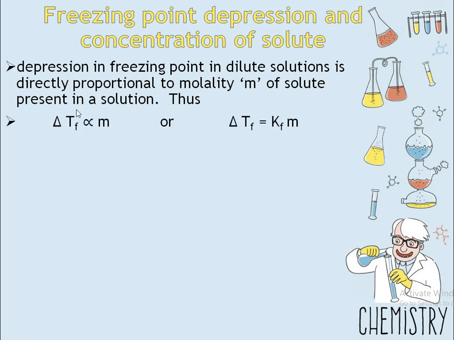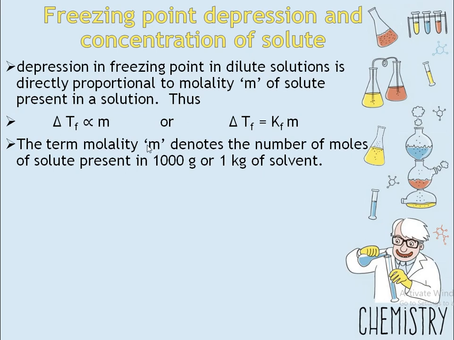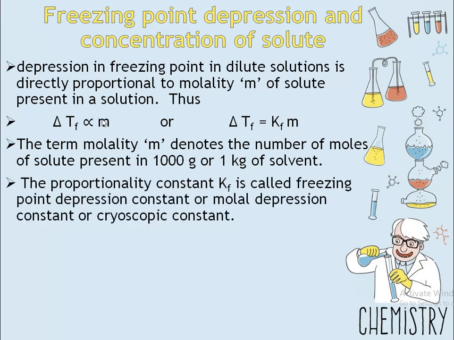Thus we can write delta TF, the freezing point depression, is directly proportional to molality, or delta TF is directly proportional to Kf into m. Kf is the molal depression constant, which is a proportionality constant. Here m is the number of moles of solute present in 1 kg of solvent, and Kf is called the freezing point depression constant, molal depression constant, or cryoscopic constant.